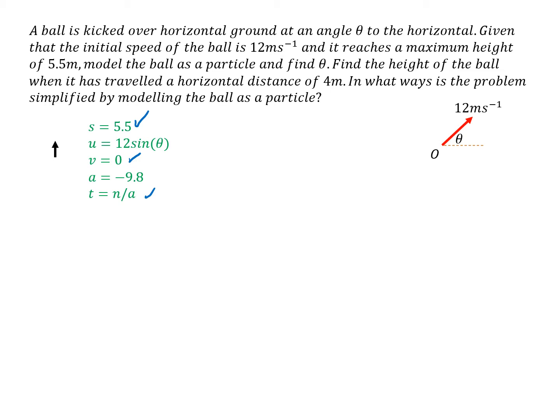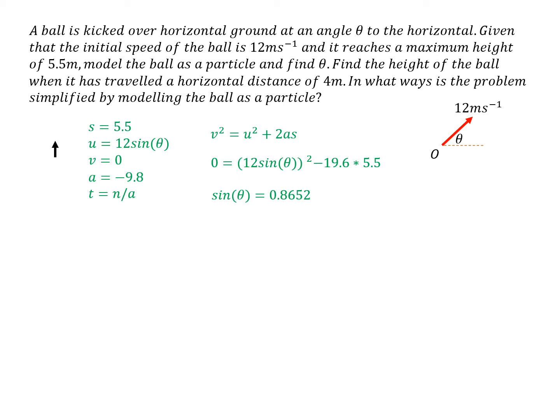We're not interested in the time at this moment, and the acceleration in that direction is minus 9.8 because gravity is in that direction, and the initial velocity is 12 sine theta vertically. So I need the formula that doesn't have time in it. V squared equals u squared plus 2as. And then when I put those values into the formula, I get that, from which I can calculate the value of sine theta.